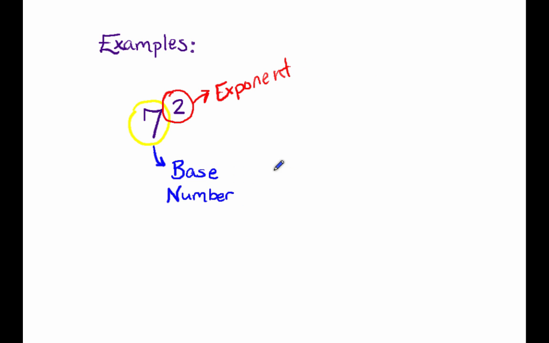In our example problem, 7 to the second power is the same as saying 7 squared. Anything to the second power is squared. If we had something like 3 to the third power, that is 3 cubed. Anything to the third power is cubed.